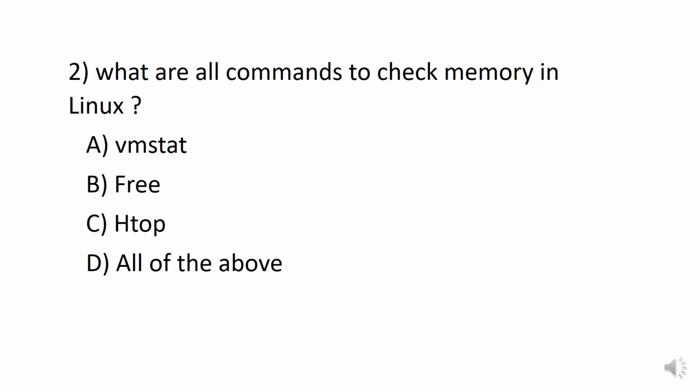Coming to the second question: what are all the commands to check memory in Linux? There are four options: vmstat, free, top, and all of the above. If you have worked with Linux, vmstat is the command used for showing or checking stats like the CPU, the memory, and all those kinds of data. So of course vmstat will be there. Free is also used with the same purpose. Top is also used with the same purpose, which shows all the process IDs, and CPU and memory kind of data. So the final answer will be all of the above.